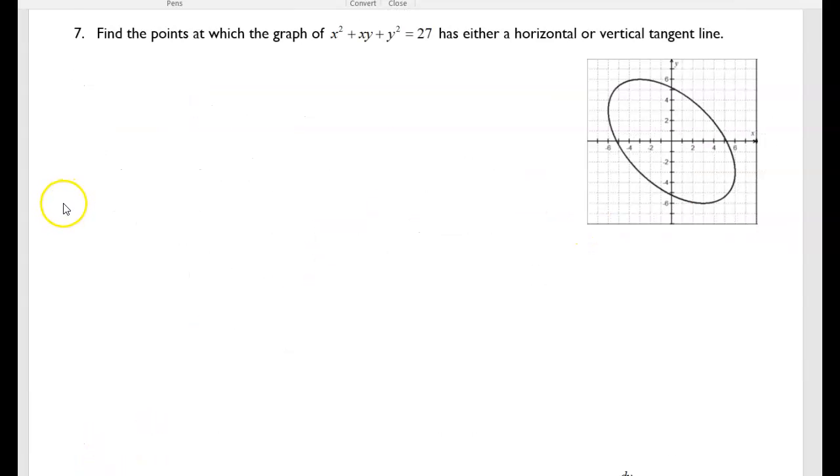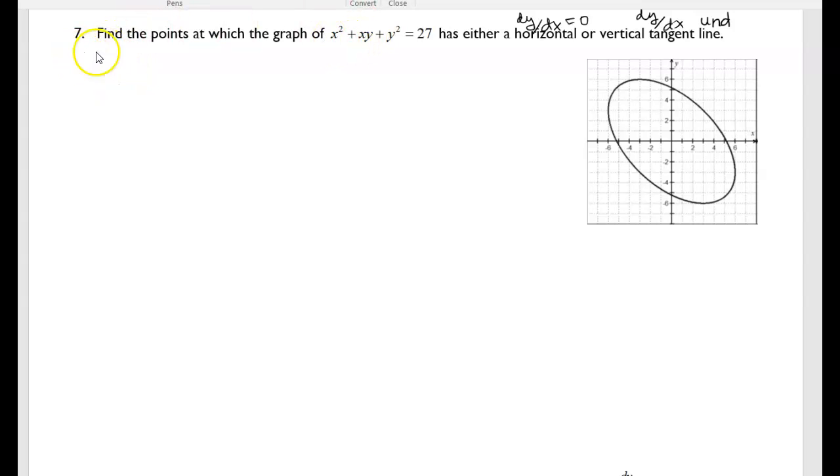In number 7, we want to find the points at which the graph x squared plus xy plus y squared equals 27 has either a horizontal or a vertical tangent line. So a horizontal tangent line means that my derivative or my slope is 0. A vertical tangent line means that my slope is undefined. So my derivative is undefined. So let's go ahead and find our derivative and then talk about how we can determine where it has a horizontal or vertical tangent line. And then we can match it up with the graph here as well.